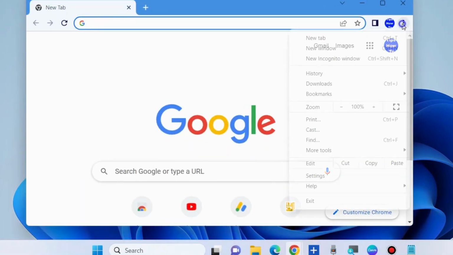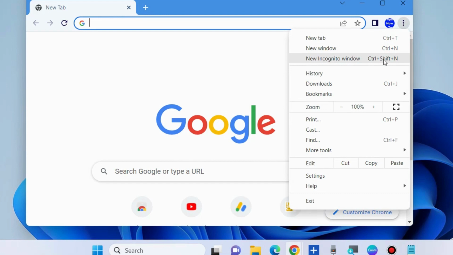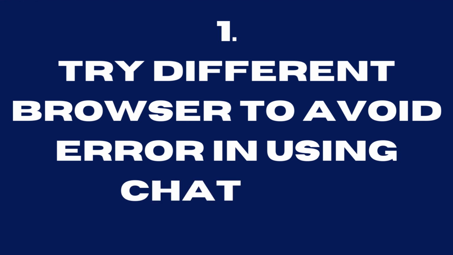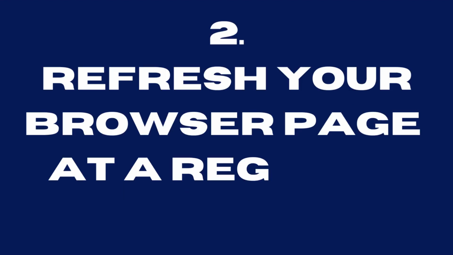Once again, go to the Google Chrome browser and launch your browser in incognito mode. Control plus Shift plus N is the shortcut key to launch your browser in incognito mode. Apart from this, try a different browser, and refresh your browser page at regular intervals.